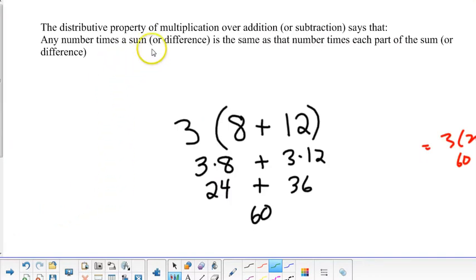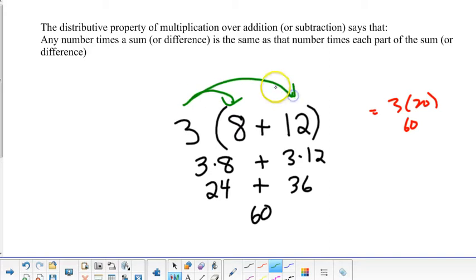Now the distributive property of multiplication over addition says that, again, any number times the sum or difference is the same as that number times each part. So we know that 3 times 8 plus 12, in red over here, is 3 times 20 by the order of operations, which is 60. And if I multiply 3 times both parts, I get 3 times 8, or 24, plus 3 times 12, which is 36, and together that's 60. So we get the same answer.